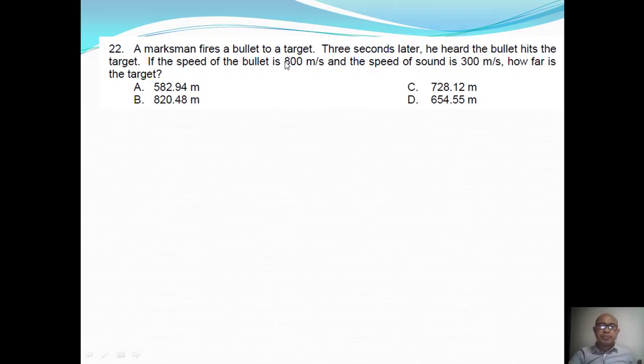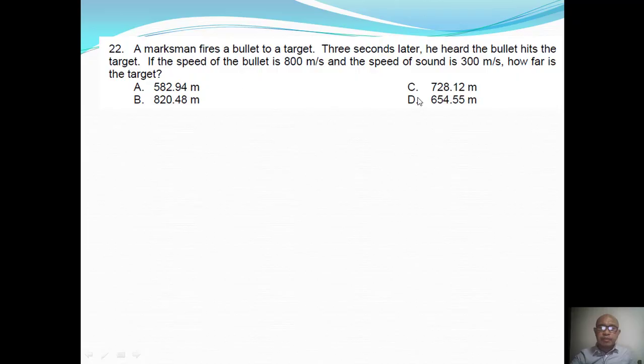Problem number 22. A marksman fires a bullet to a target. 3 seconds later, he heard the bullet hits the target. If the speed of the bullet is 800 meters per second and the speed of sound is 300 meters per second, how far is the target? Okay, so in solving rate problem, it is helpful if we will draw a figure.